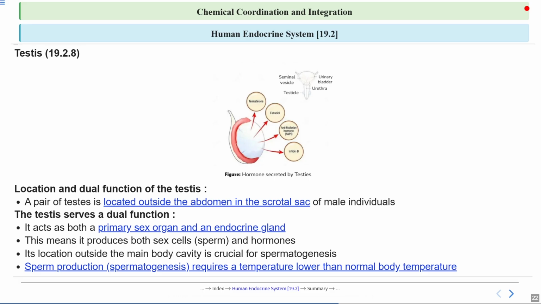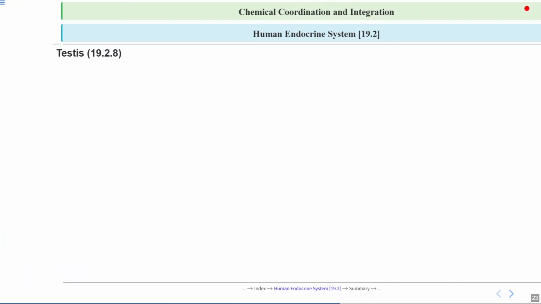We know that our body temperature is 37, but it needs a temperature of 35 degrees. This is because the enzymes and cellular processes involved in sperm development function optimally at a cooler temperature, ensuring the proper formation of healthy sperm cells. So the testes are located outside the body in the scrotum to maintain this cooler environment.